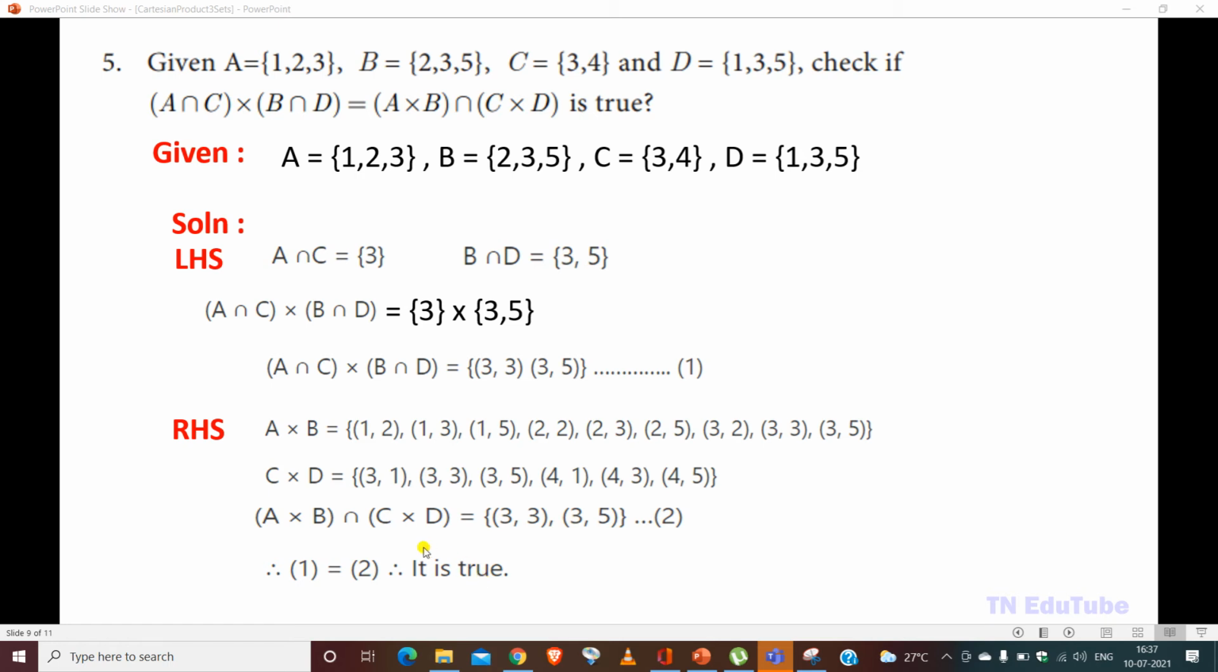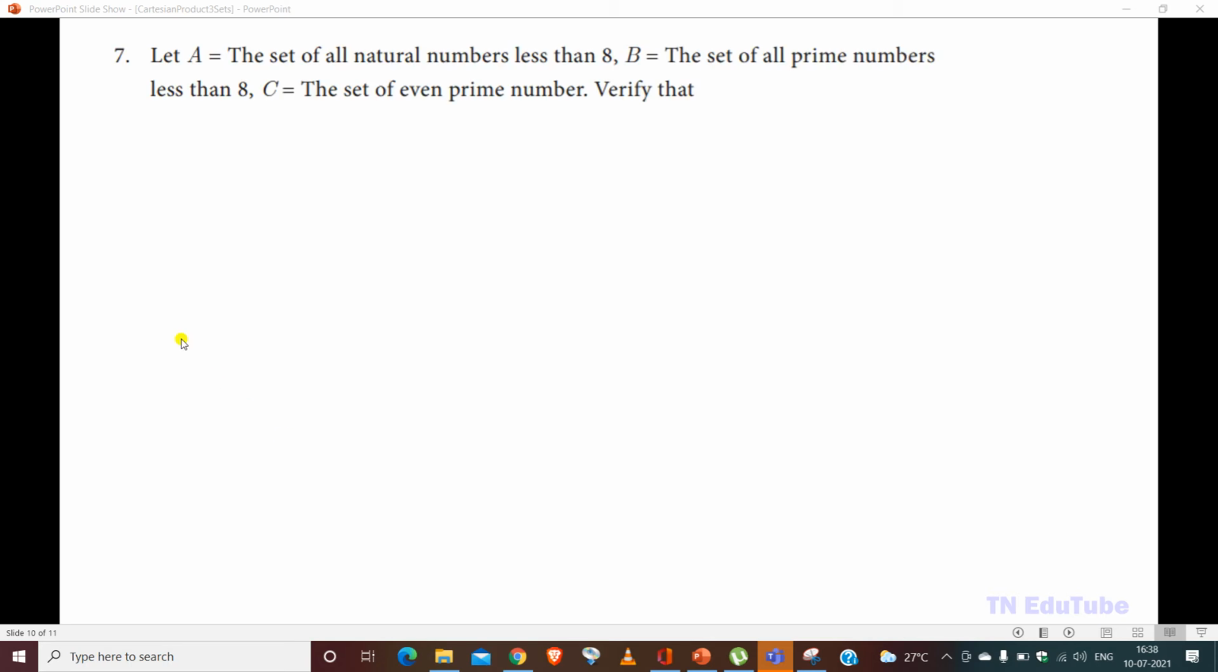Okay. Then the next question, the 6th question, you have to take it as homework. It is a very simple question. So children, you do it in your maths note. And the 7th question also, the first subdivision is very simple. So that also you have to write as homework.